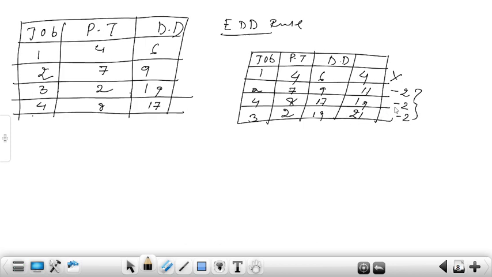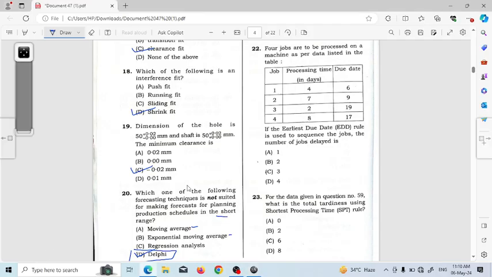So the total tardiness number is 3. So the number of jobs delayed is 3. The answer will be 3. Option C is the correct answer.